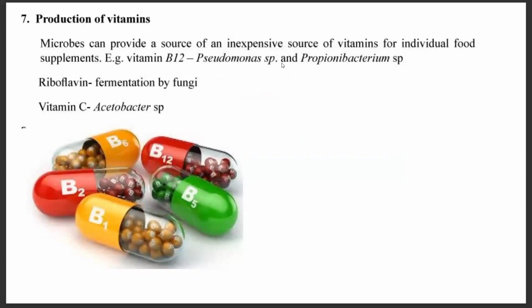Production of vitamins. Microbes can provide an inexpensive source of vitamins for individual food supplement. Right? Who makes these vitamins? It can be asked. Who produces vitamin B12? Pseudomonas species, Propionibacterium species. Riboflavin, fermentation by fungi. And vitamin C is Acetobacter species. So, they are genetically modified microorganisms. That is the principle. Right?